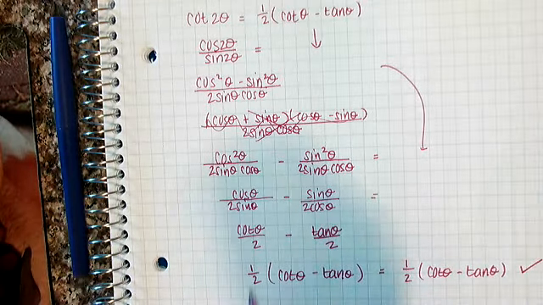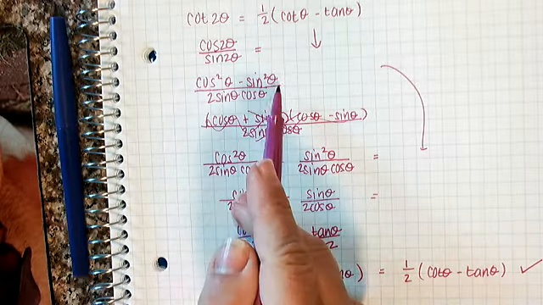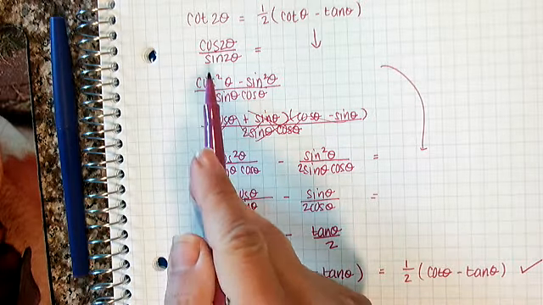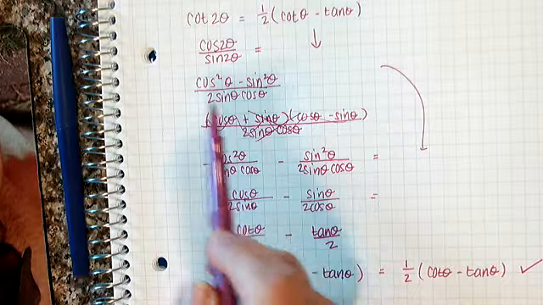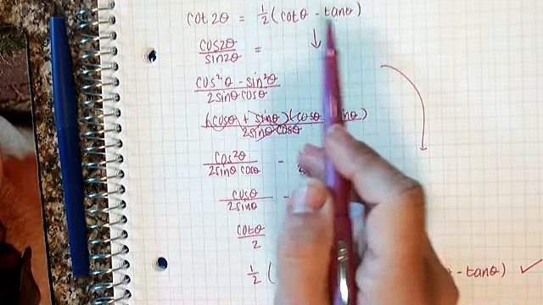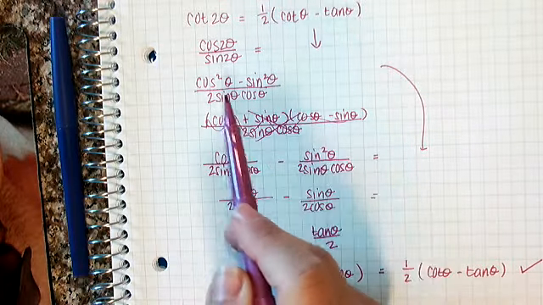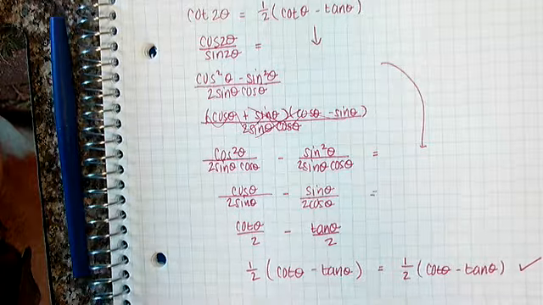You would have gotten the same answer had you chosen one of the other 2 identities for cosine 2 theta. The reason I chose this one is because my answer has 2 different functions where I'm headed, and cosine and sine are 2 different functions.